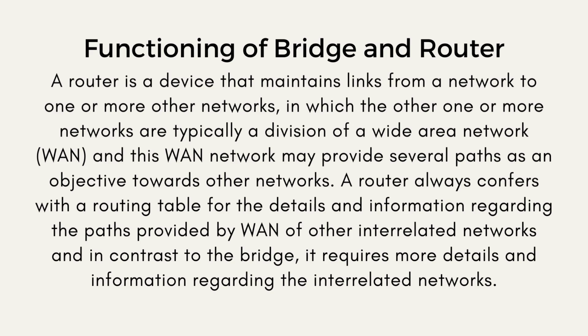A router is a device that maintains links from a network to one or more other networks, in which the other one or more networks are typically a division of a wide area network (WAN). And this WAN network may provide several paths as an objective towards other networks. A router always confers with a routing table for the details and information regarding the paths provided by other interrelated networks. And in contrast to the bridge, it requires more details and information regarding the interrelated networks.